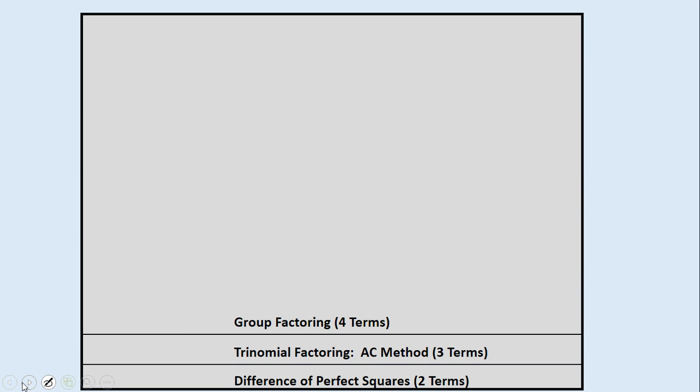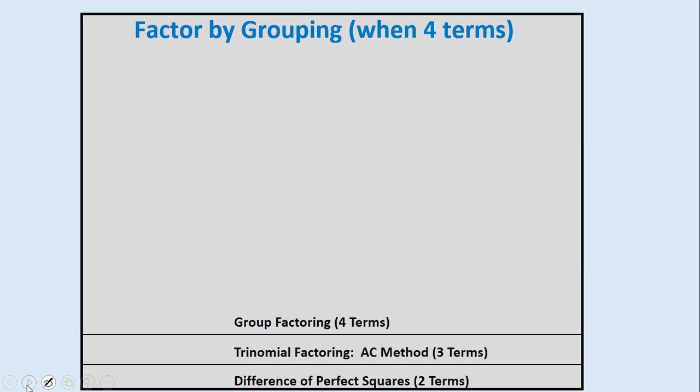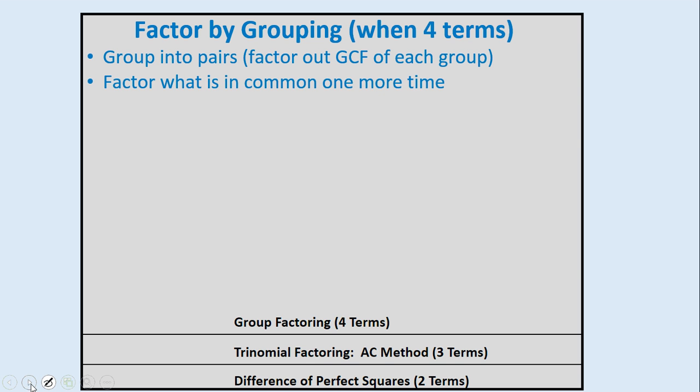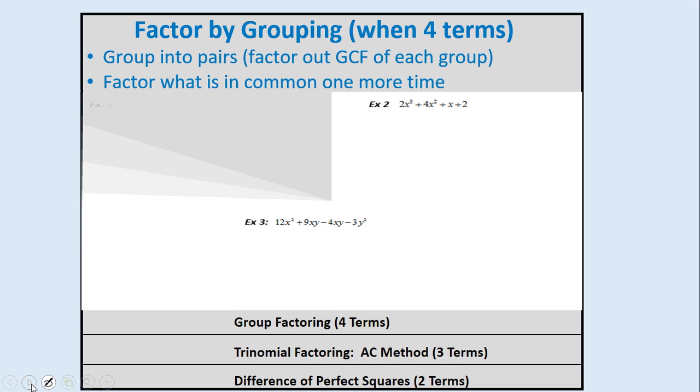What about when we do group factoring? This will be the last one we do in this video. Group factoring is something that you do when you have 4 terms. It's something that's easily done with 4 terms using that greatest common factoring technique. So you group into pairs and you factor out a greatest common factor from each group. Factor what is common one more time, and then you end up with your final expression.